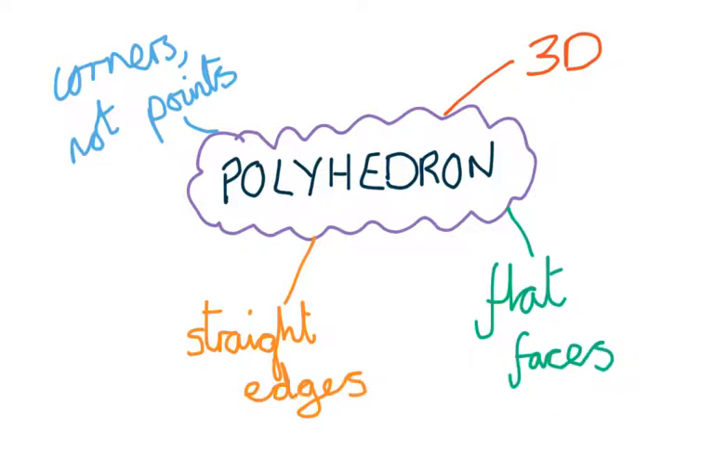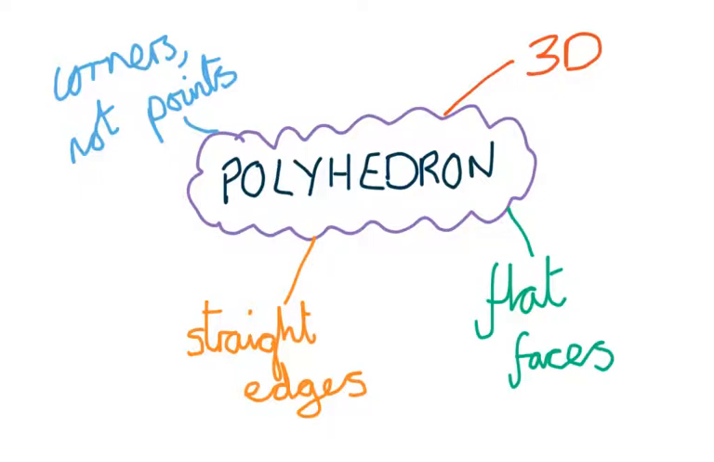If you can't remember what the edges and the faces are, we're going to look at those in a second. And again, we've got to have corners or vertices rather than a point. If you're not sure of the difference, we will look at that in a second as well. So this is what makes a polyhedron.